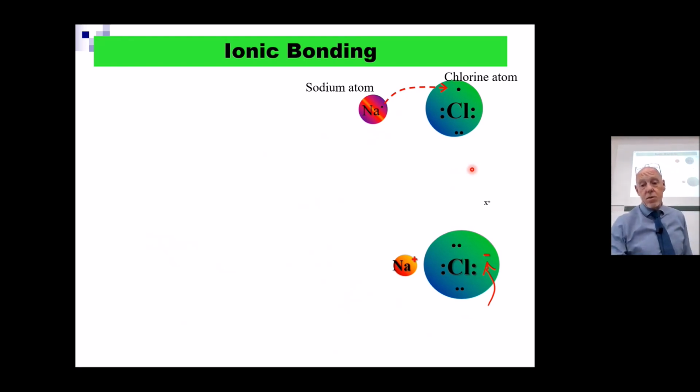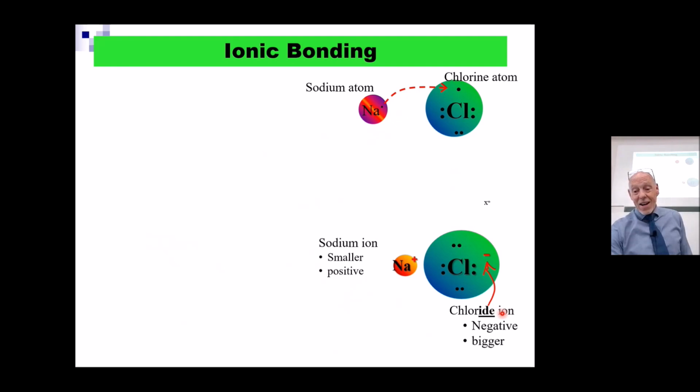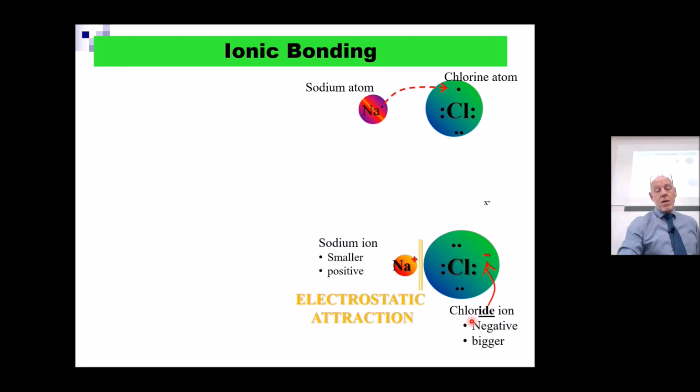And that actually happens in real life. So the sodium ion is smaller and it's positive. The chloride ion is negative and it's bigger. Don't miss this thing here. Chloride. How come chlorine became chloride? Any negative ion gets ide on it. Okay. Cool. So there I've explained it in pictures.